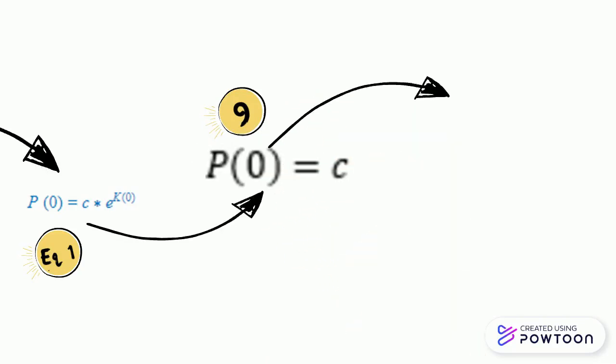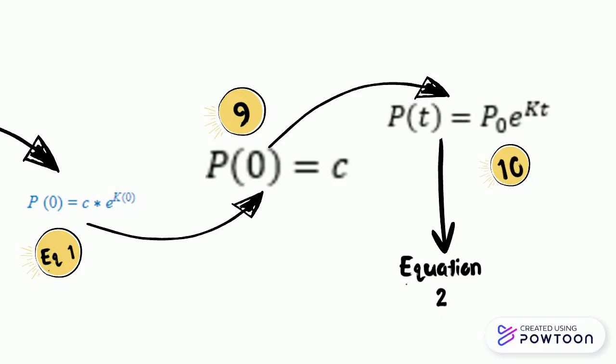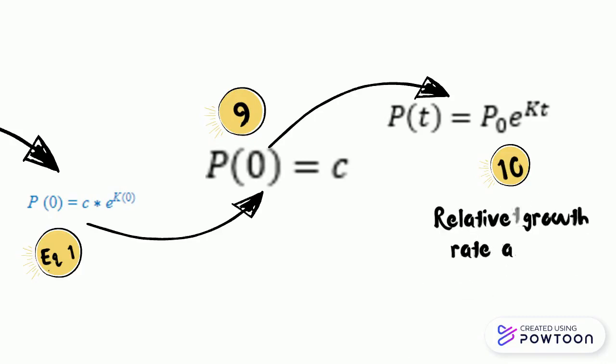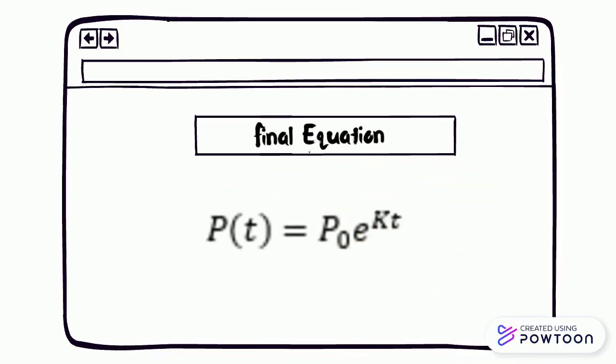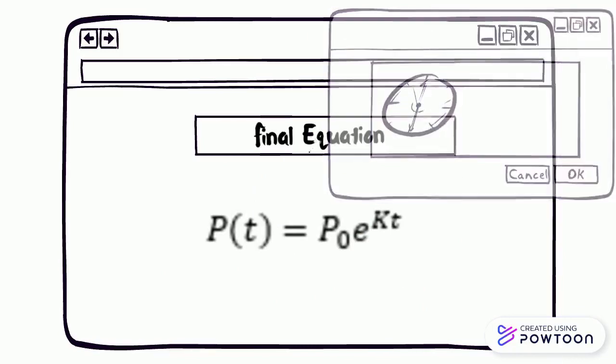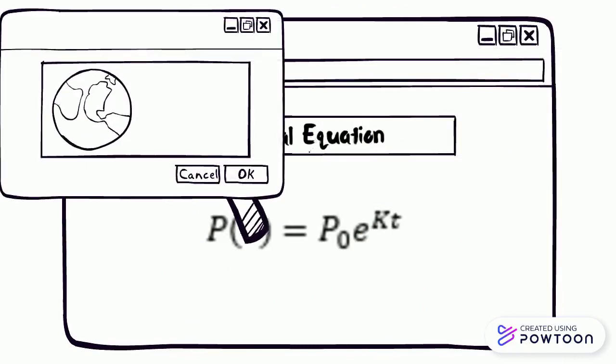Now we put all this into the first equation and we get that the population is equal to the initial population P0 multiplied by e raised to the k times t, which are the relative growth rate and time. Now we can use this formula to determine the size of a population in a specific time or predict the size of the population by replacing t with different values.